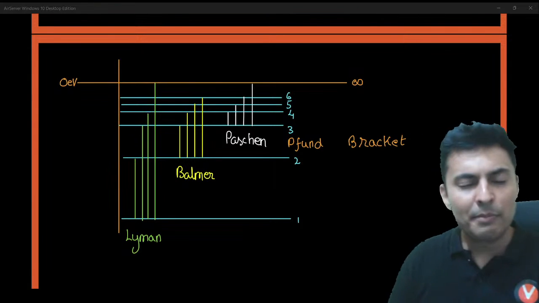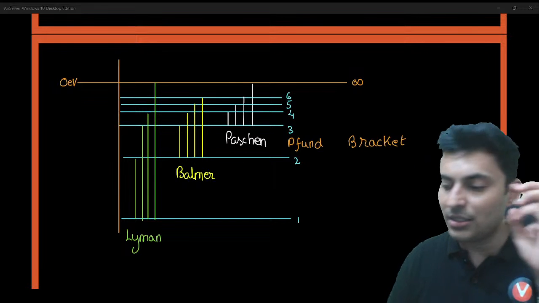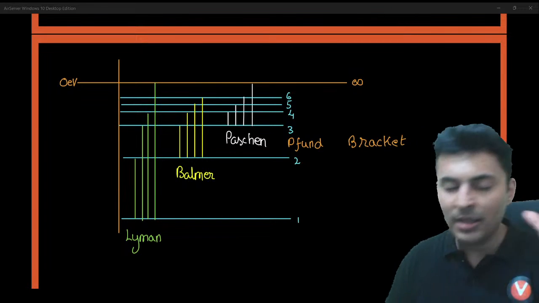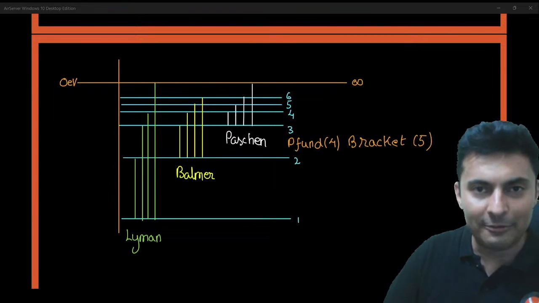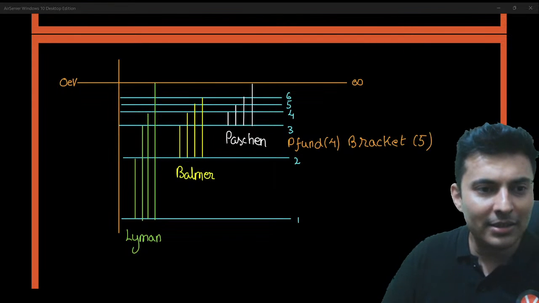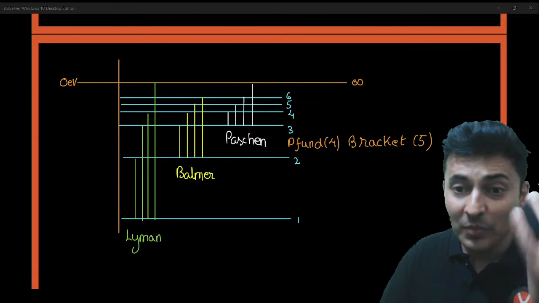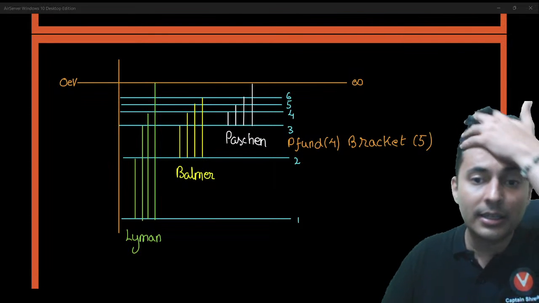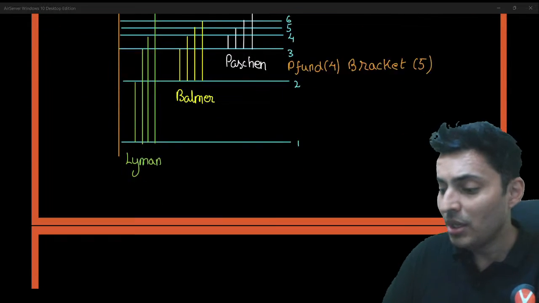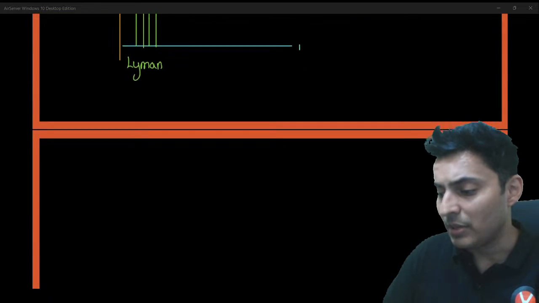Lyman is still 1, Balmer is still 2, Paschen is still 3, Pfund is still 4, Brackett is still 5. Final transition should be till 5. Is that clear, my dear warriors? Very good. Awesome. So this is another important graph which you must know. They might give you a question directly based out of it.